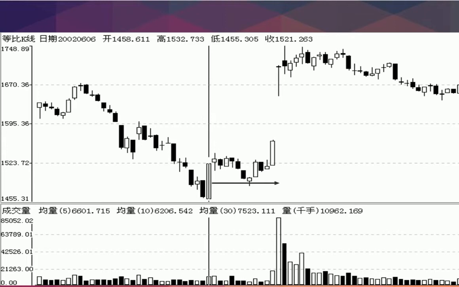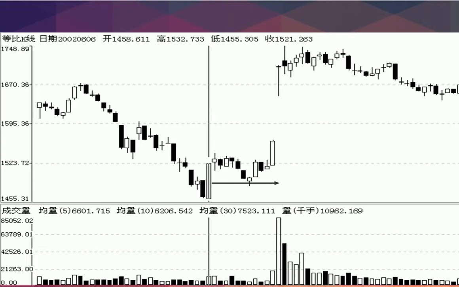So we can see the price drop. Then the long bullish candlestick appears on high volume. Okay, then we can see this is the bottom confirmation. So when to buy, when is the good chance, good time to buy?